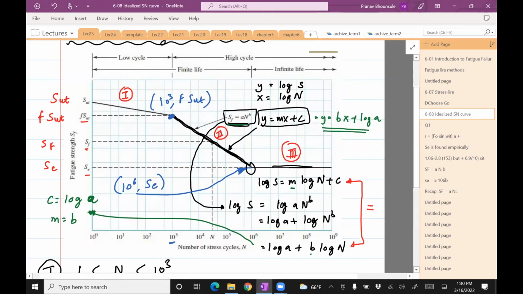We want to predict, let's say that we're given the stress. So the specimen is loaded with a certain load, so we can compute the stress. If you know the stress, can we compute the number of cycles that it will fail? It's a very important calculation because that's how we will design the machine element. So this formula will help you do that.